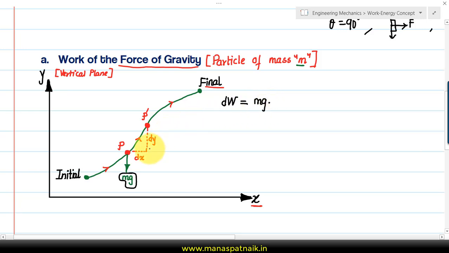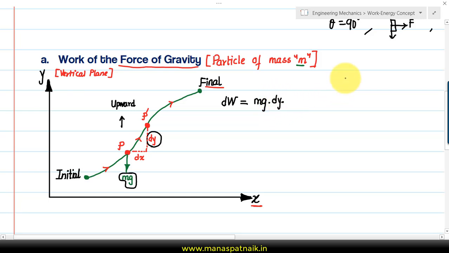And guys, just try to work out how much the displacement is. So ultimately, where is the object headed? The object is moving in the upward direction. That is for sure. That is certain. That is moving in the upward direction, right? So this dy comes into the picture. So this is the force mg and this dy in the upward direction.